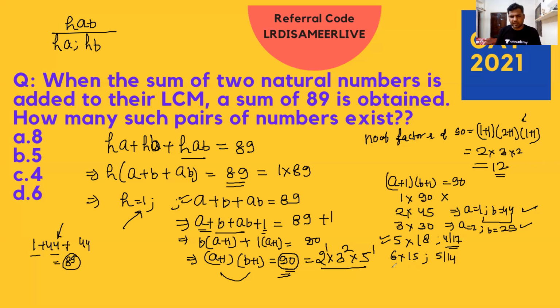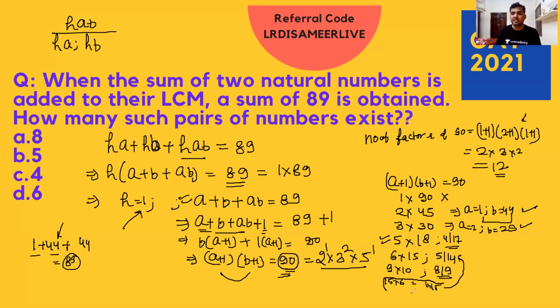Next would be 9 into 10. Here the case would be 8 and 9. These two are again co-prime with each other. And the next pair would be 15 into 6. That would be the 14 and 5 case. That would be the same as this one.